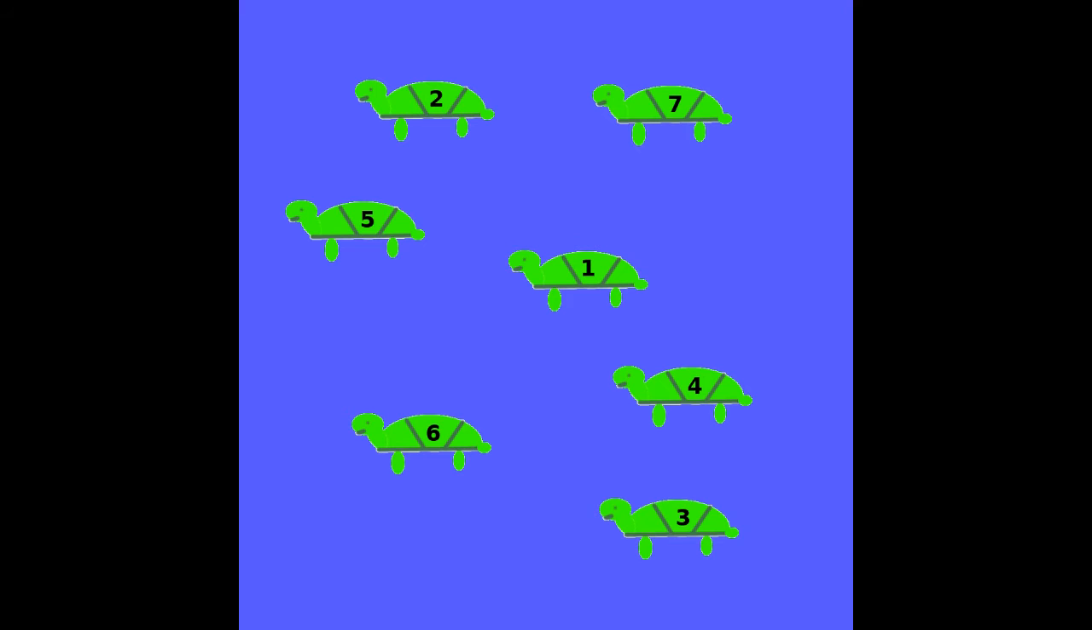The question is then, on average, when someone walks by, how many turtles jump into the pond? There are many different combinations to the way the turtles could be arranged on the log. 7 factorial, which is equal to 5,040 combinations.